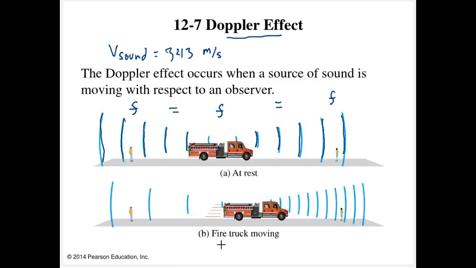However, now if we consider a fire truck that is moving, it's going to be emitting some frequency, but now it's moving, and essentially the fire truck is catching up to its wavefront. It's driving towards them, and so the wavefronts are going to be compressed. So this person over here is going to hear these frequencies, and the wavefronts are closer together. On this side, the fire truck is essentially running away from the wavefronts, and so they're going to be further apart. So we're going to hear a different frequency, and in this case, this frequency 2 is going to be lower than the frequency 1.